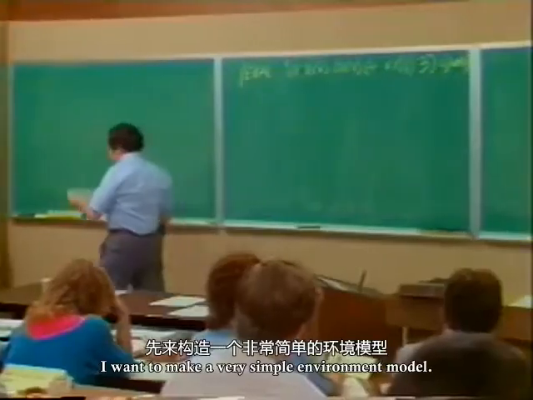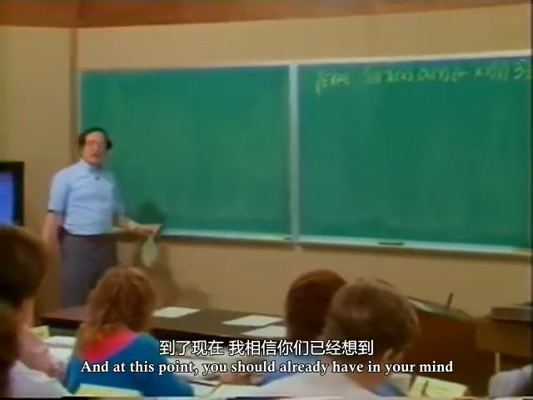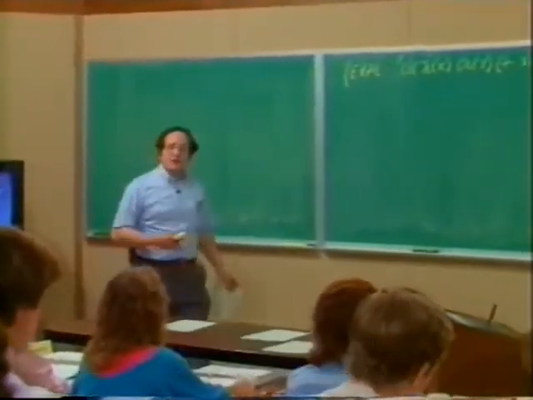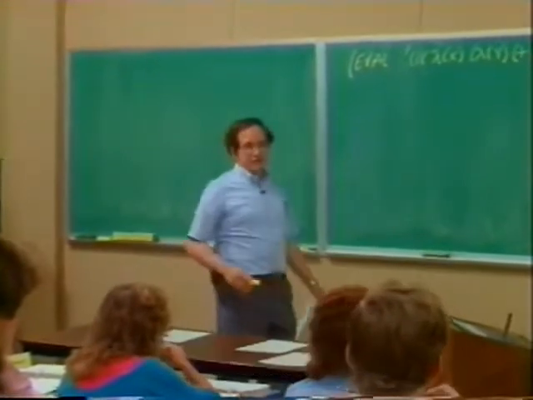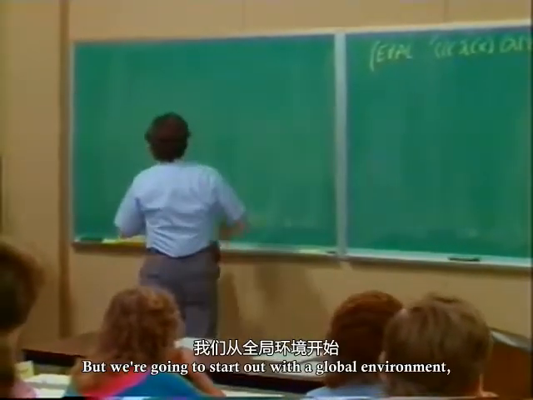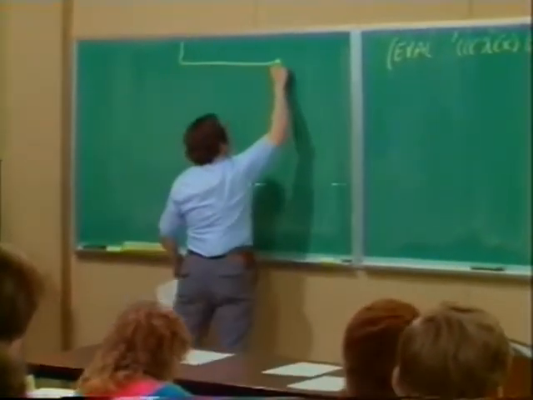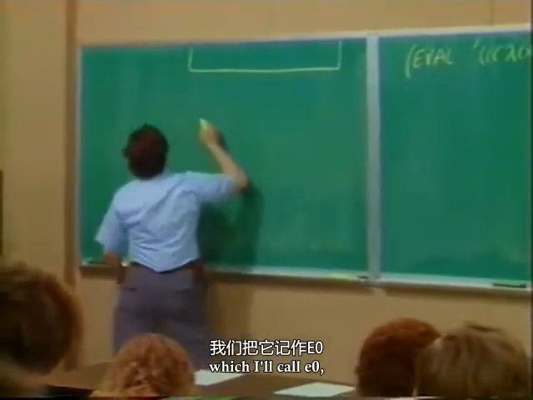Okay, now in order to do that, I want to make a very simple environment model. And at this point, you should already have in your mind the environments that this produces. But we're going to start out with a global environment, which I'll call E0.